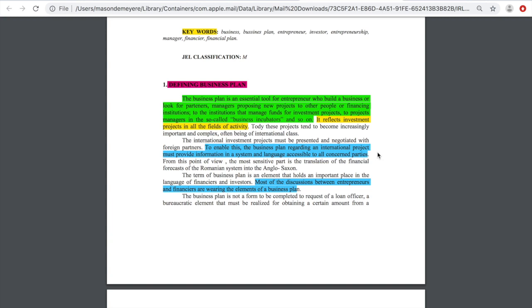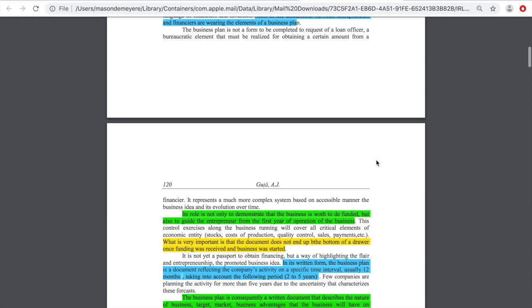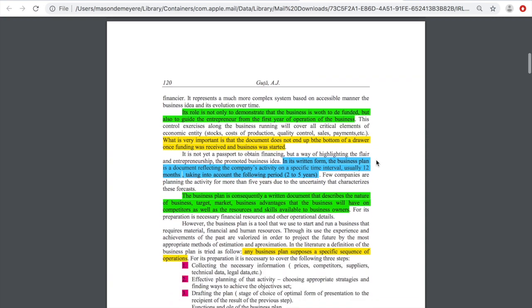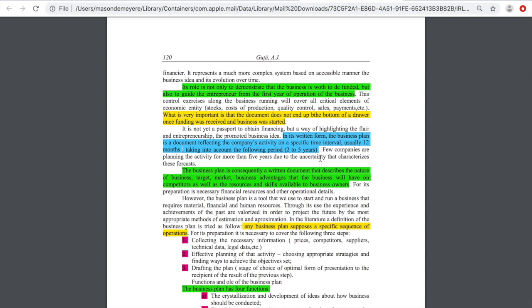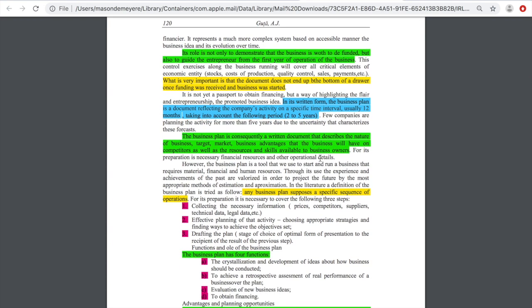In this blue color, we just have background information that's important, but it's not a main idea. It's not the topic of discussion, but it's something to keep in mind. So as you can see here, we get a couple more main ideas. Another important sentence. So this sentence in yellow, the note I wrote is, this is a plan to follow, not a pitch to get investors. So I kind of summed up what I understood from that and just wrote it down to use for later.